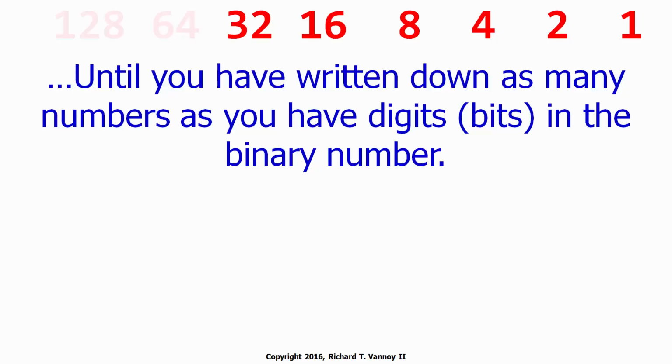So as you can see, the 1, 2, 4, 8, 16, 32 represents 6 numbers, but we're going to use 8 bits, not 6 bits, so we're going to write 2 more numbers. So we'll double the 32 to 64, double it to 128. Now, these numbers will stay at the top of the page, and we'll write our binary number under it, and then figure out what its value is.